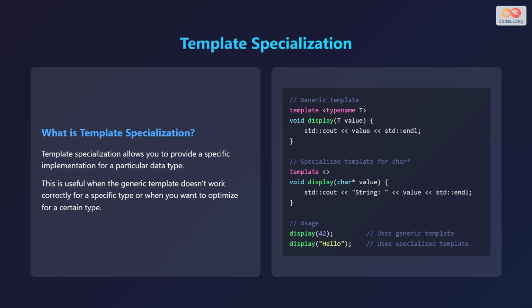The display function template is specialized for char pointers. This version prints a string label before the value. When you use the display function with an integer, the generic template is used. When you use it with a character pointer, the specialized template is used.